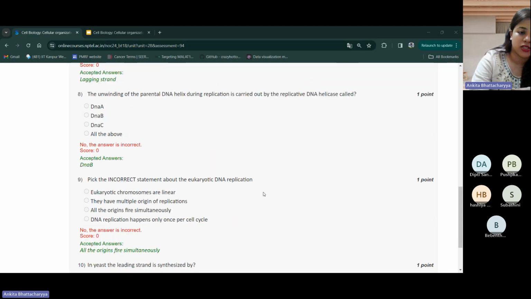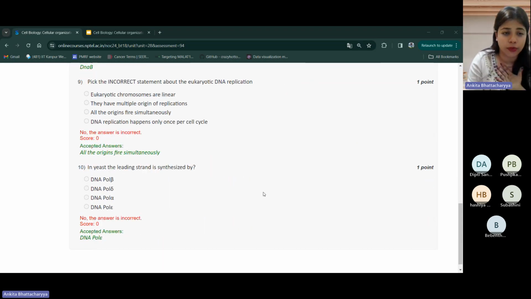For question 9, we were asked which of the following statements are incorrect about eukaryotic DNA replication. First, that eukaryotic chromosomes are linear. They have multiple origins of replication. All the origins fire simultaneously.